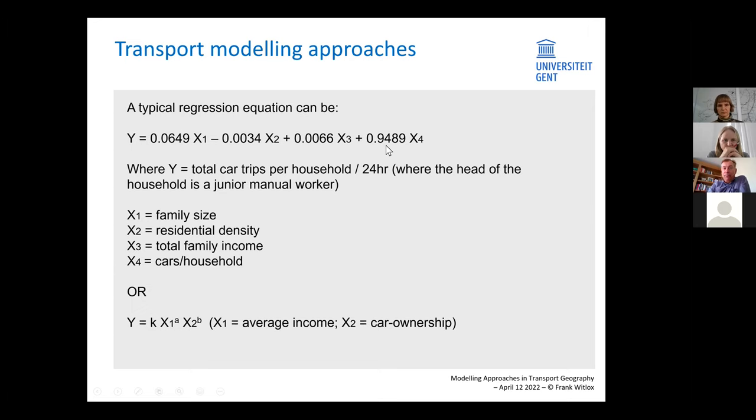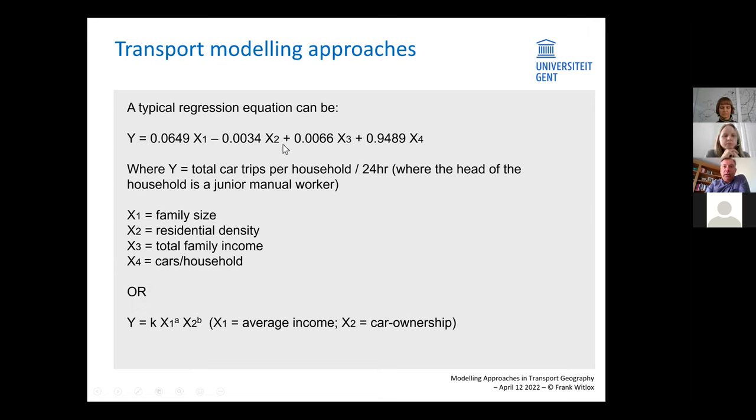And if you look at this, well, first of all, you could have a bit of a discussion whether total family income and cars per household are not too much correlated with one another. Because if you have more income, maybe you also have more cars. So that needs to be checked first. But the most important here is if we look at the different coefficients, then these coefficients tell us something about that indeed there is a relationship between the independent variable and the dependent one.